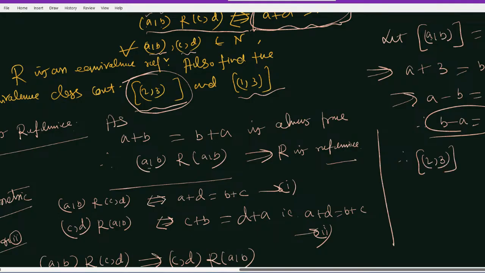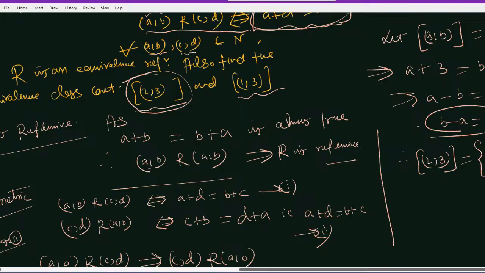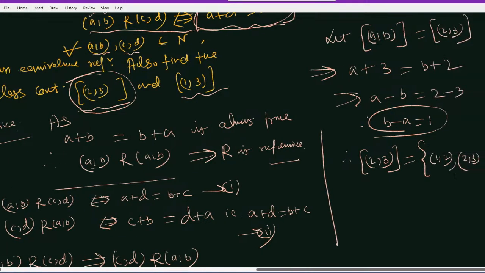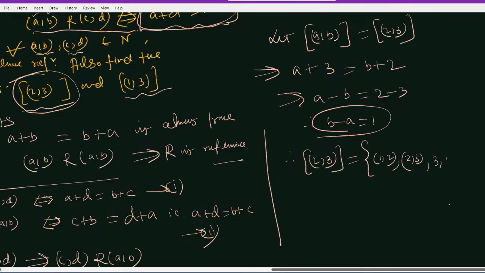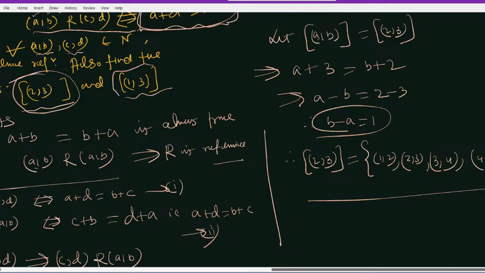Therefore the class of 2, 3 will take all the elements in such a way that the second minus the first is 1. It may be natural numbers; no negative number you can take. 1, 2, then 2, 3 already there, and write again, no problem. Then 3, 4, 4, 5, dot, dot, dot. Okay? 2, 3 is this. Now I hope you'll be able to get it for 1, 3. Again I am showing you how to find the equivalence class containing 1, 3.